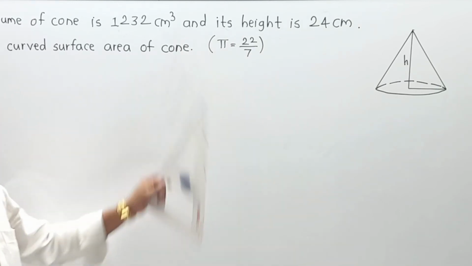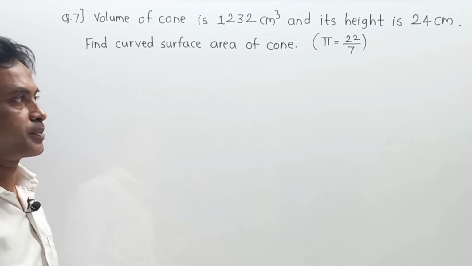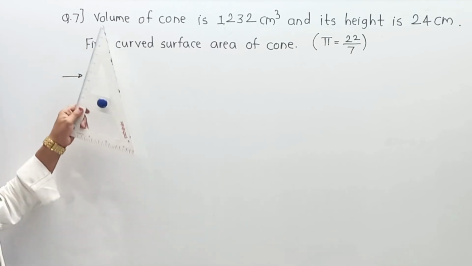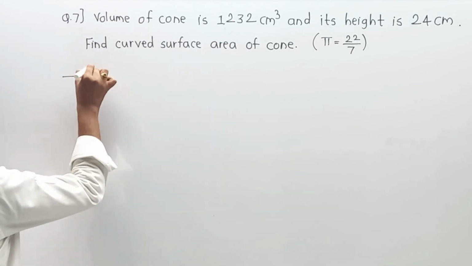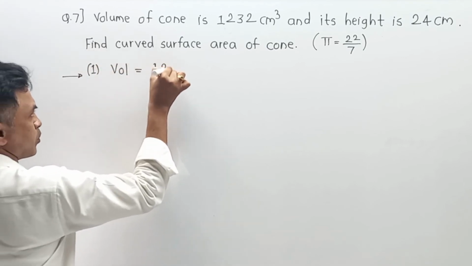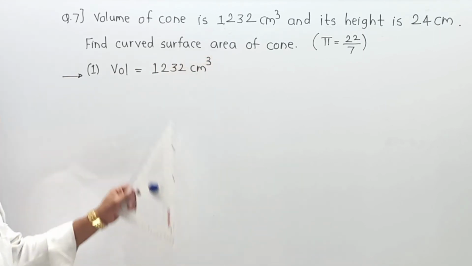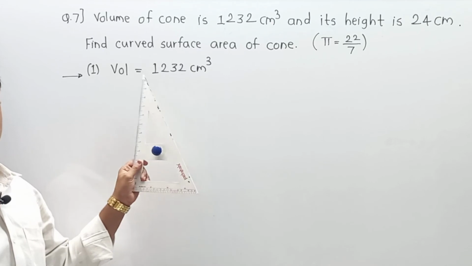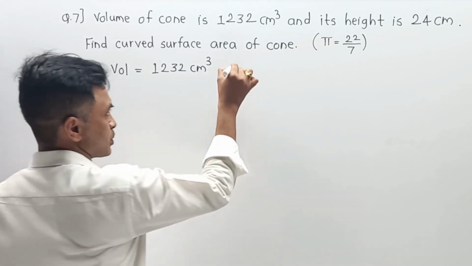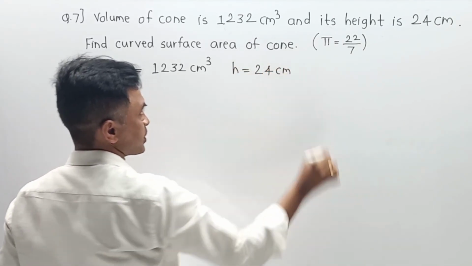Now one by one we are going to solve this numerical with the help of formula and application. Please try to understand. The first part is the given data. Volume of a cone, they have given 1232 cubic centimeter. Students, in some books this value is 1212, change it, it's 1232, and its height is 24 centimeter.